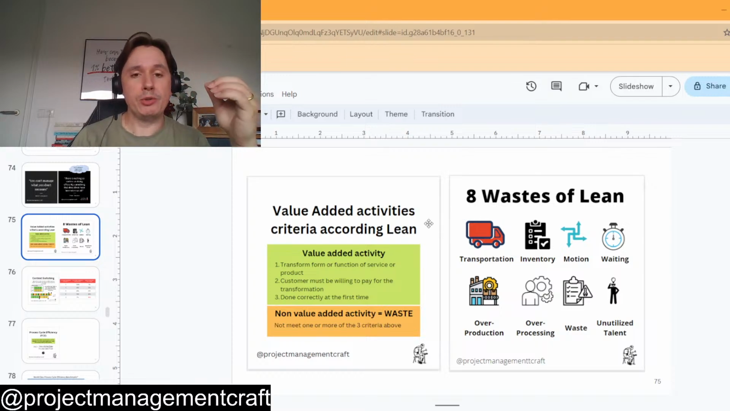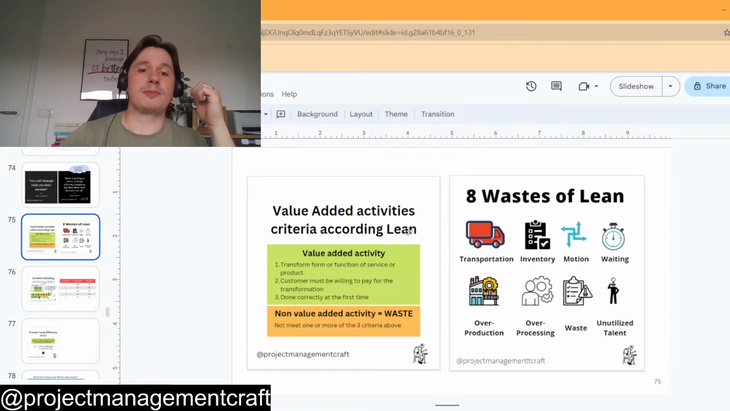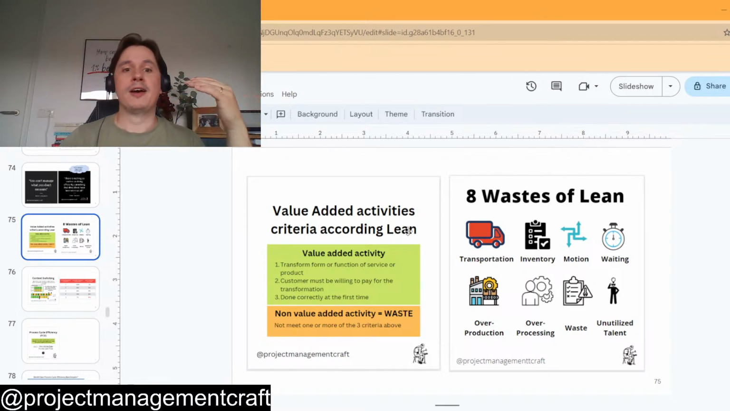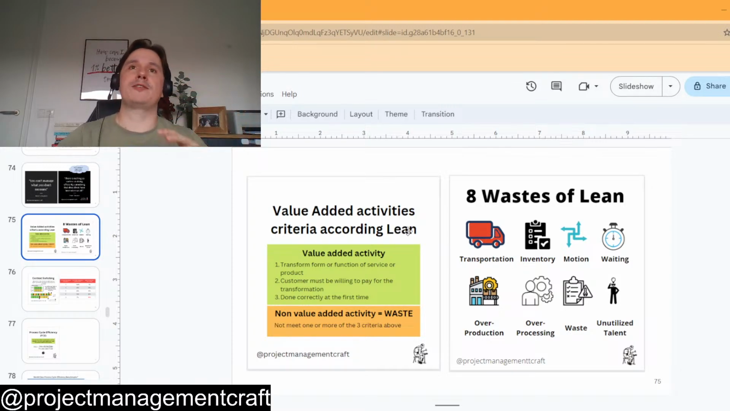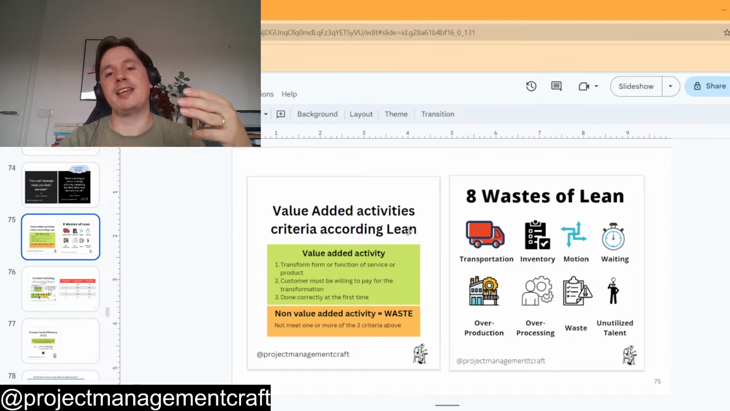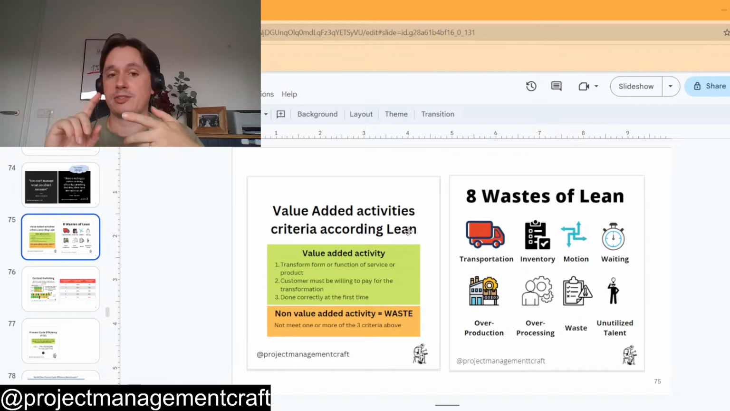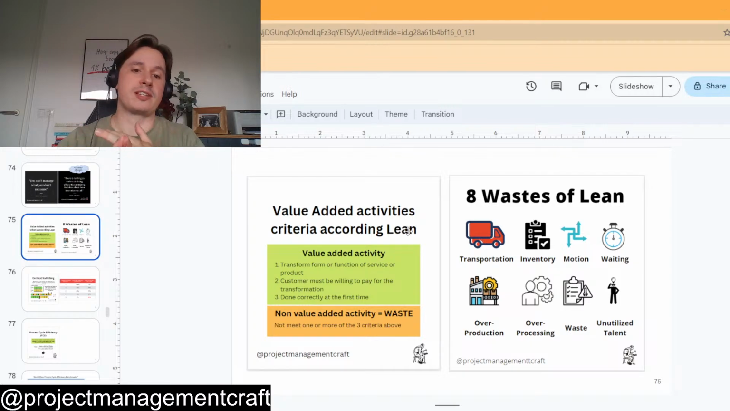So value, under the lean perspective, is something that transforms the form or function of a service or a product. And that's something that the customer must be willing to pay for and needs to be done correctly the first time. Meaning that if you do something and then you need to rework, that rework is considered a waste. So if it cannot fit any of those three categories, that's not helping you to transform the function or form of a service or a product, the customer is not willing to pay for that, and it's not done right the first time, it's considered waste.